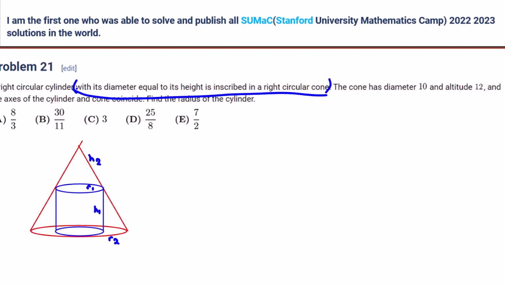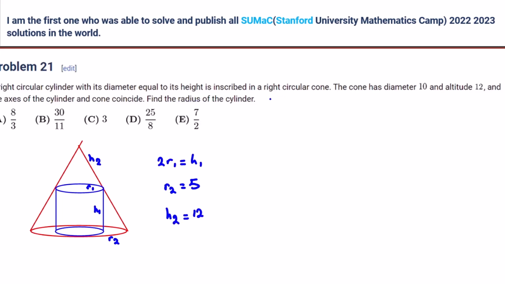So 2R1 is equal to H1, right? Now it says the cone has diameter 10 and altitude 12. So R2 is what? R2 is 5 and H2 is 12. Exactly. And it says find the radius of the cylinder.